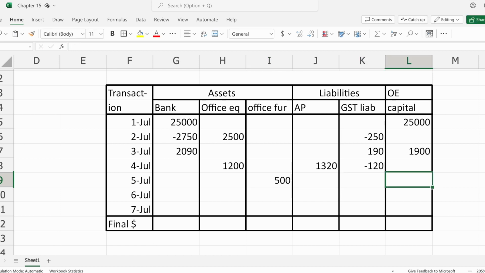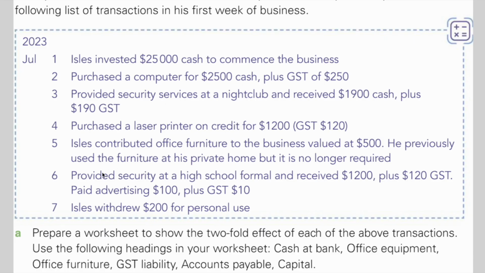Now it has to balance out. It can't be a liability because the business is receiving something positive, so it has to be owner's equity, because you have $500 more. So, all right, go to July 6th.